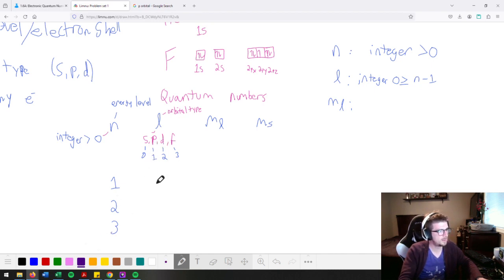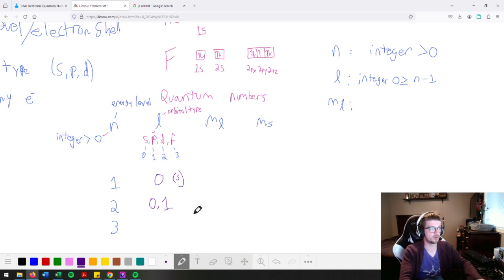So L, in energy level 1, L can only be 0, which means it's an s orbital. In energy level 2, now L can be either 0 or 1, right? Because it's an integer. It can be 0, and it can be up to n minus 1. So if n is 2, now L can be 0 or 1, which means it is either s or p orbitals, which is why we go from 1s to 2s, and then we stay in the second energy level, but we now have access to p orbitals.